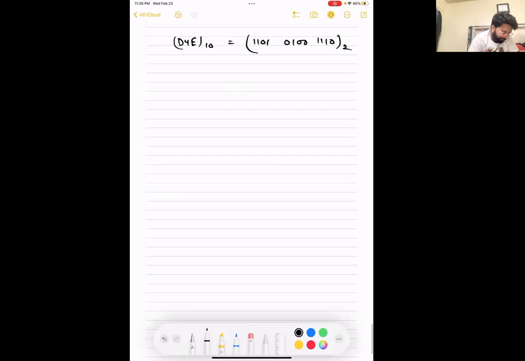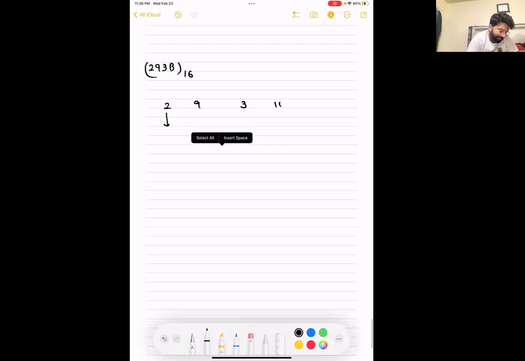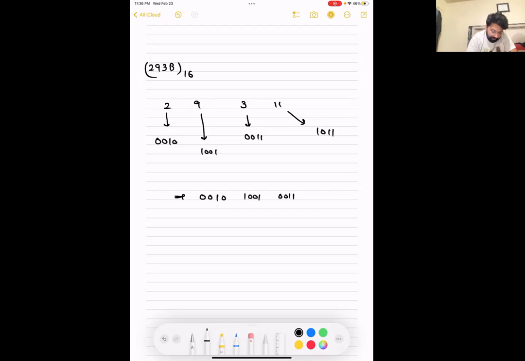For example, let's do another problem. Let's say 293B in hexadecimal. So 2 is 2, 9 is 9, 3 is 3, but B is 11. If you do the decimal to binary conversion of this number, 2 is 0010, 9 is 1001, 3 is 0011, and 11 is 1011. So we can just combine them all together. There you go, that's our binary of this number.